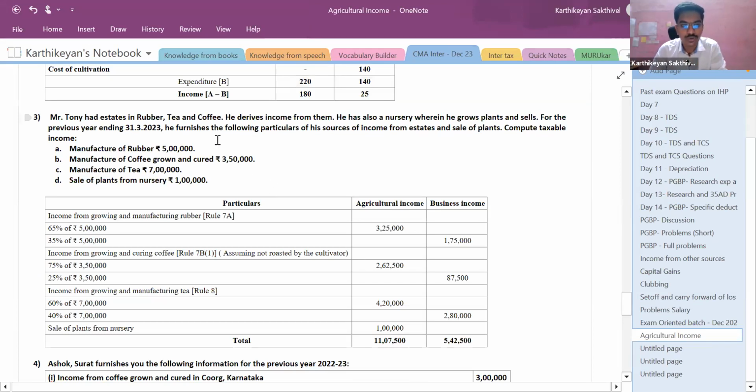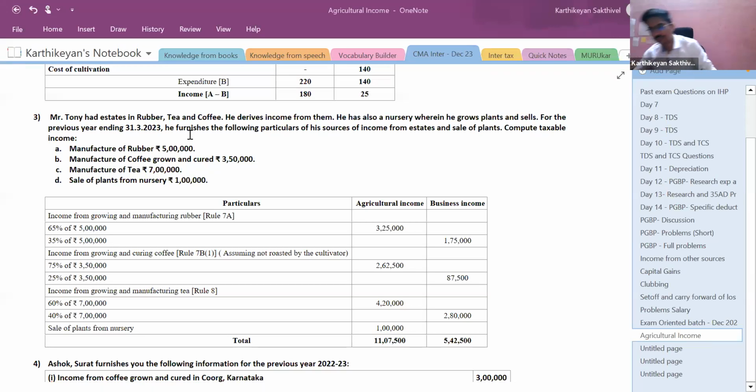Right. So Mr. Tony has rubber estates, tea and coffee. He derives the following income from them. He has also a nursery where he grows plants and sells them. For the previous year ending 31/3/23, he furnishes the following particulars of his sources of income from estates and sale of plants. Compute the taxable income.